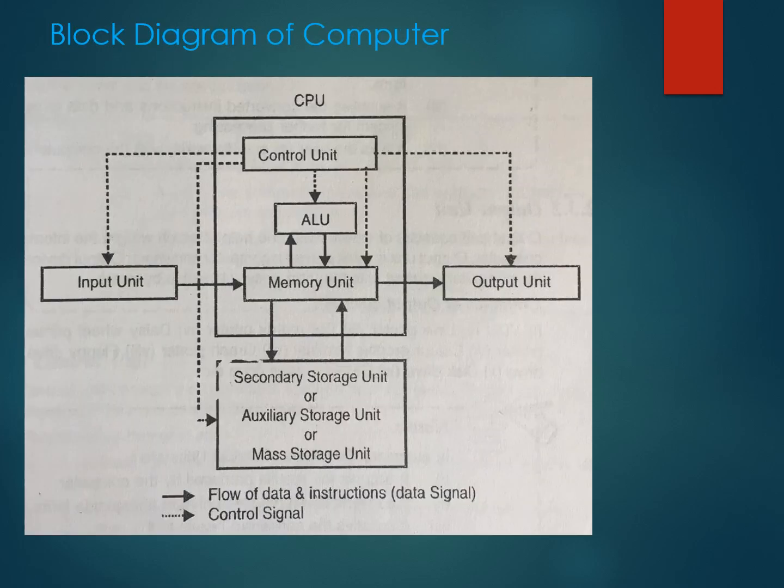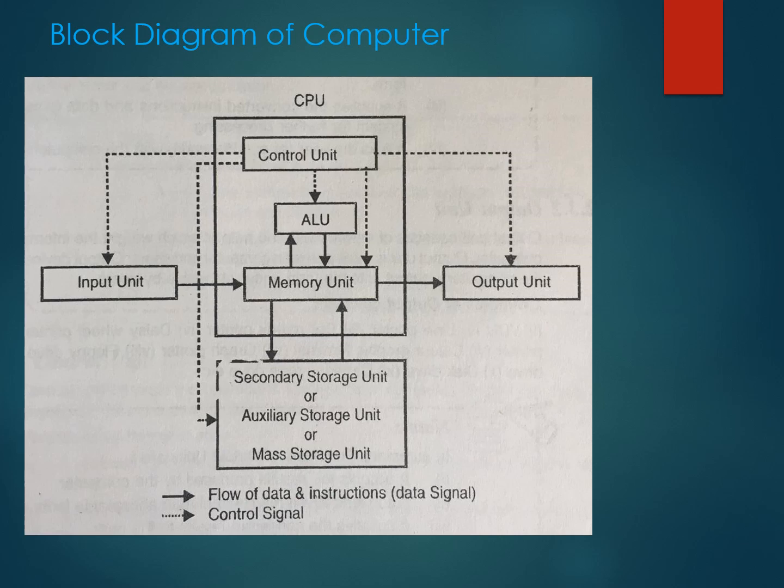Block diagram of a computer. The block diagram of a computer consists of different basic building blocks. We will study the different basic building blocks one by one. First, the input unit. Devices like keyboard and mouse that are used to input data and instructions to the computer are called the input unit. Then the output unit. Devices like a printer and visual display unit that are used to provide information to the user in the desired format are called the output unit.